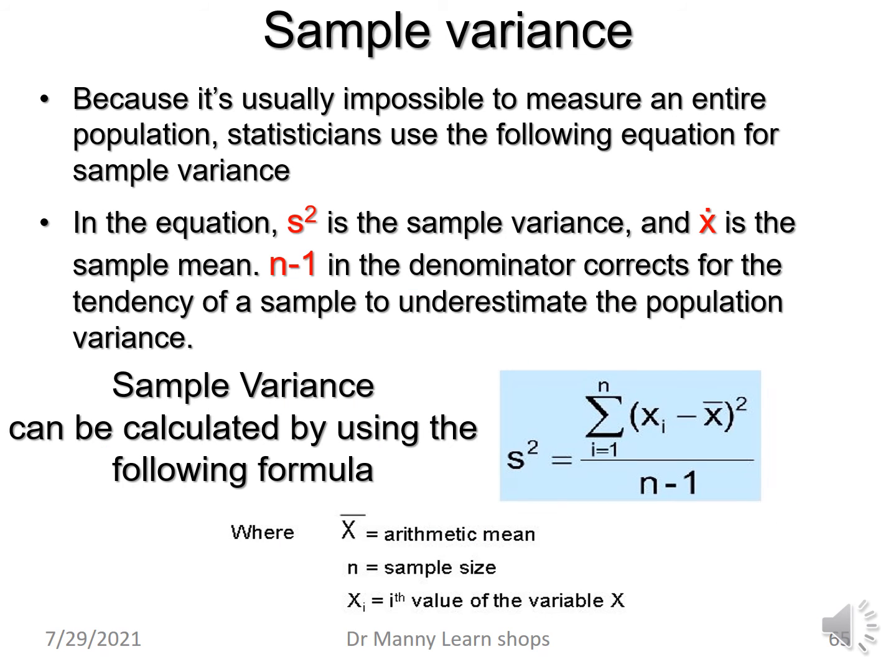We use sample variance, as we've indicated previously, because it's impossible to measure an entire population. And statisticians use the following equation of sample variance. In the equation, sample variance is s to the power 2. Sample mean is x̄. The number is n. This is the denominator that corrects for the tendency of the sample to underestimate the population variance. So sample variance can be calculated using the following formula: the arithmetic mean, the sample size, and the variability.